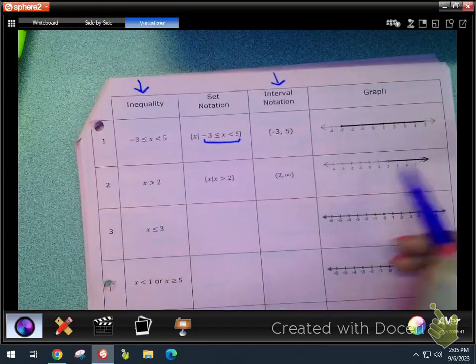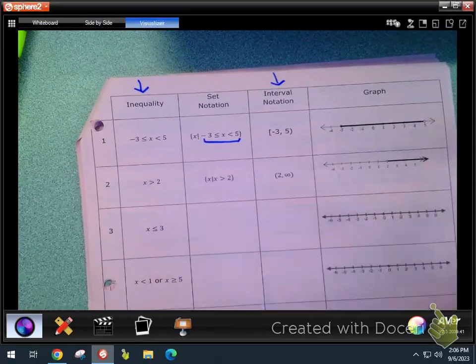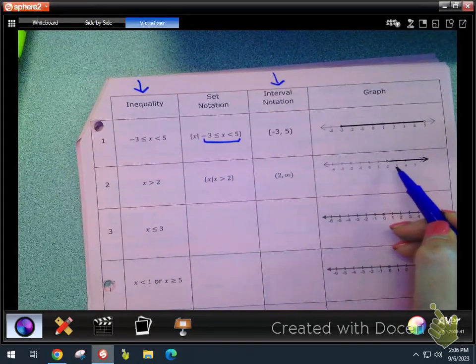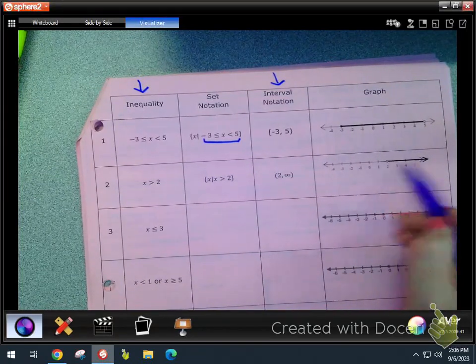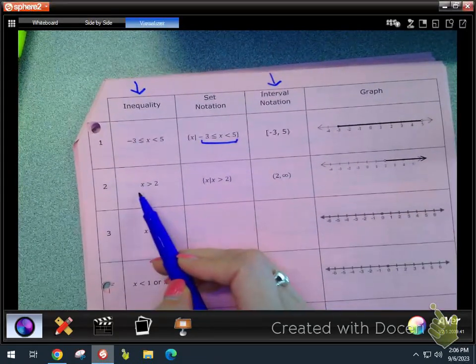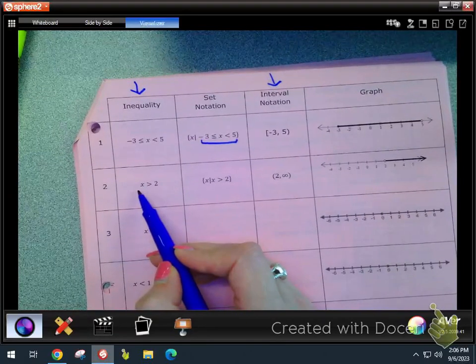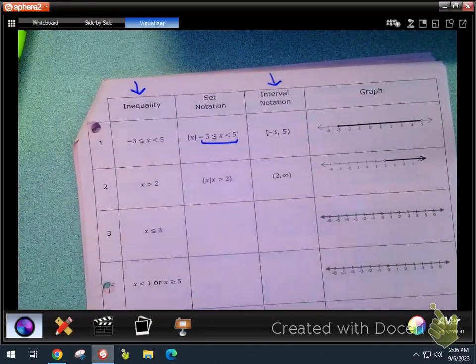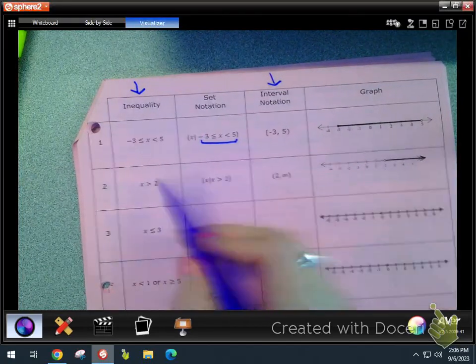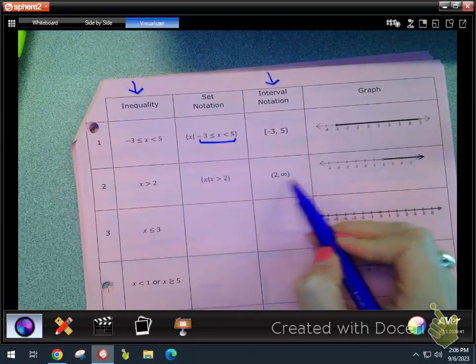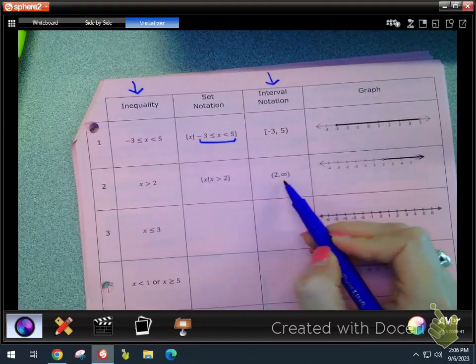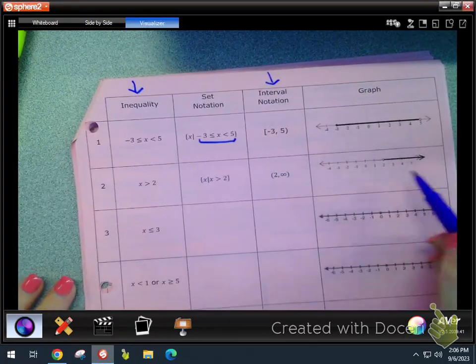Okay? This one on number 2 is already completed for you. This one has an arrow, so that means it's going on forever. For the inequality, and it's open, they said that X is greater than 2. Greater than because which way was it going? To the right. Yeah, right is greater. And so there's the set, and then if you're putting that in interval notation, right forever is positive infinity.